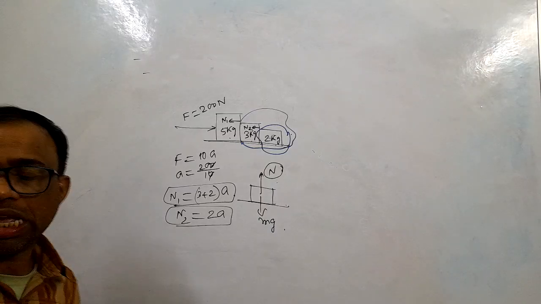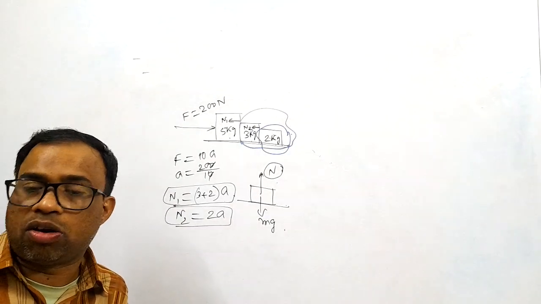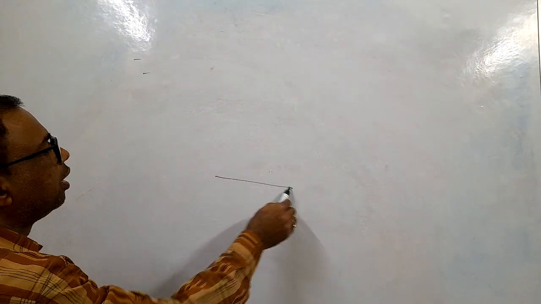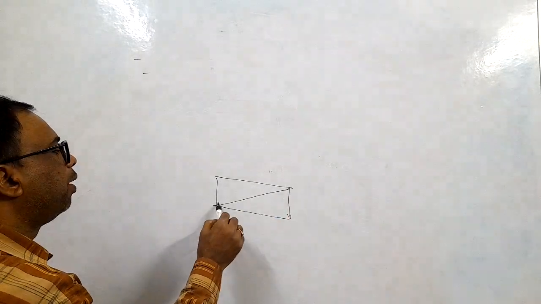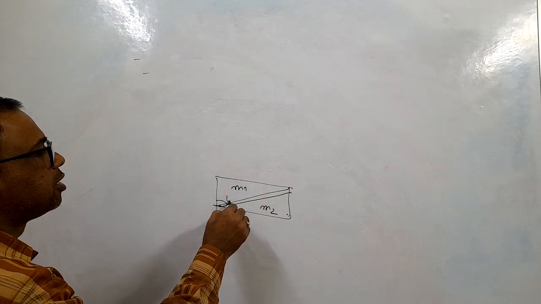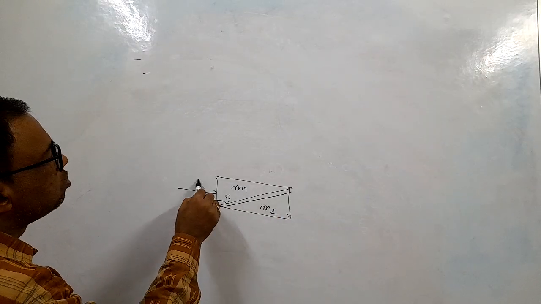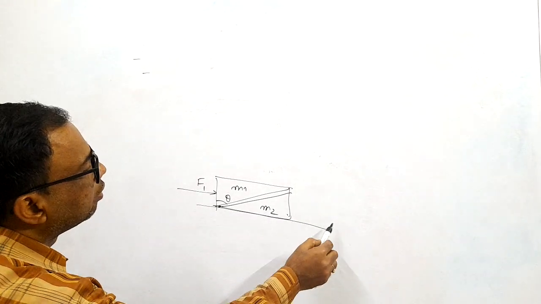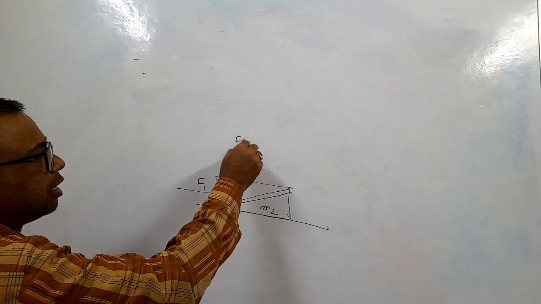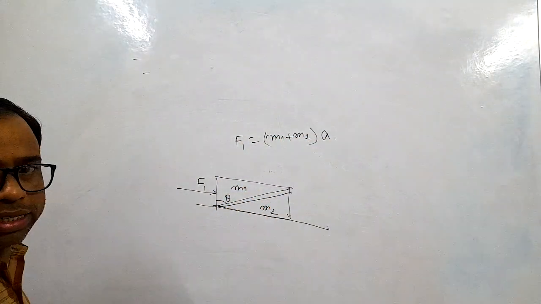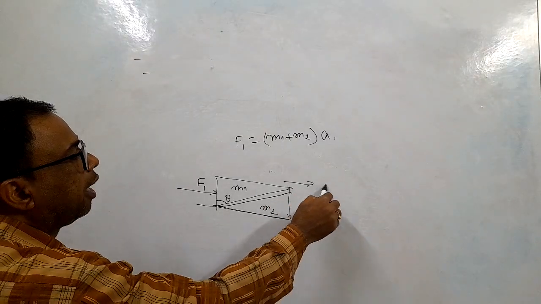Now I will give you another example about normal reactions for different shapes of bodies, or wedge systems. Suppose this is a wedge, or two bodies shaped like a triangle, with angle theta, M1 and M2. Now suppose you apply force F1 here, and the system is moving. The system is moving with acceleration A, so F1 equals M1 plus M2 into A.